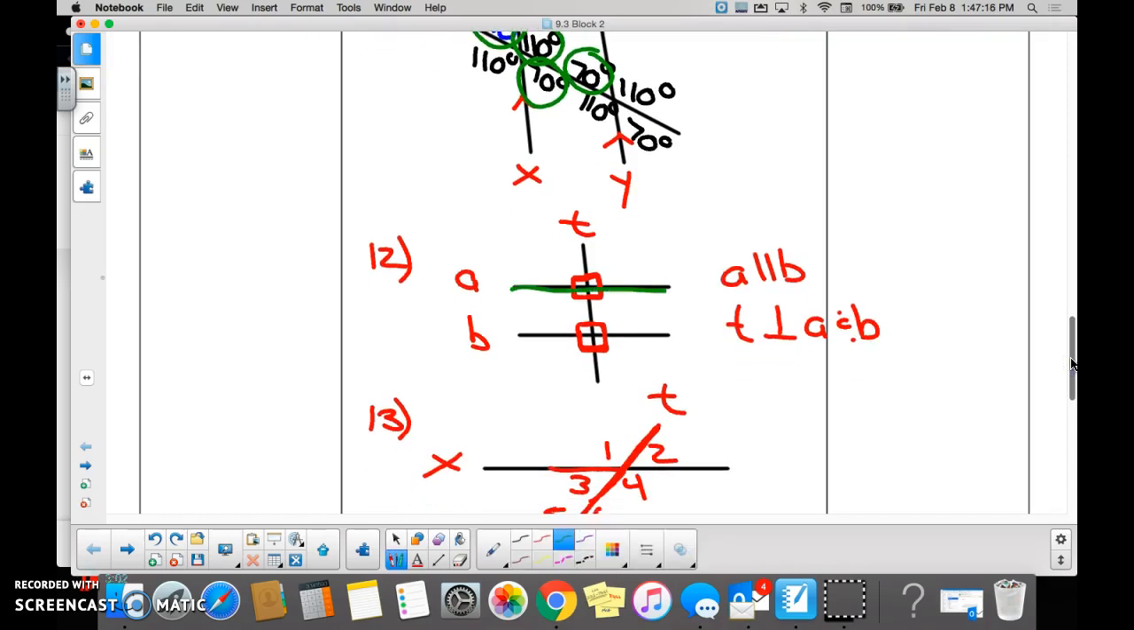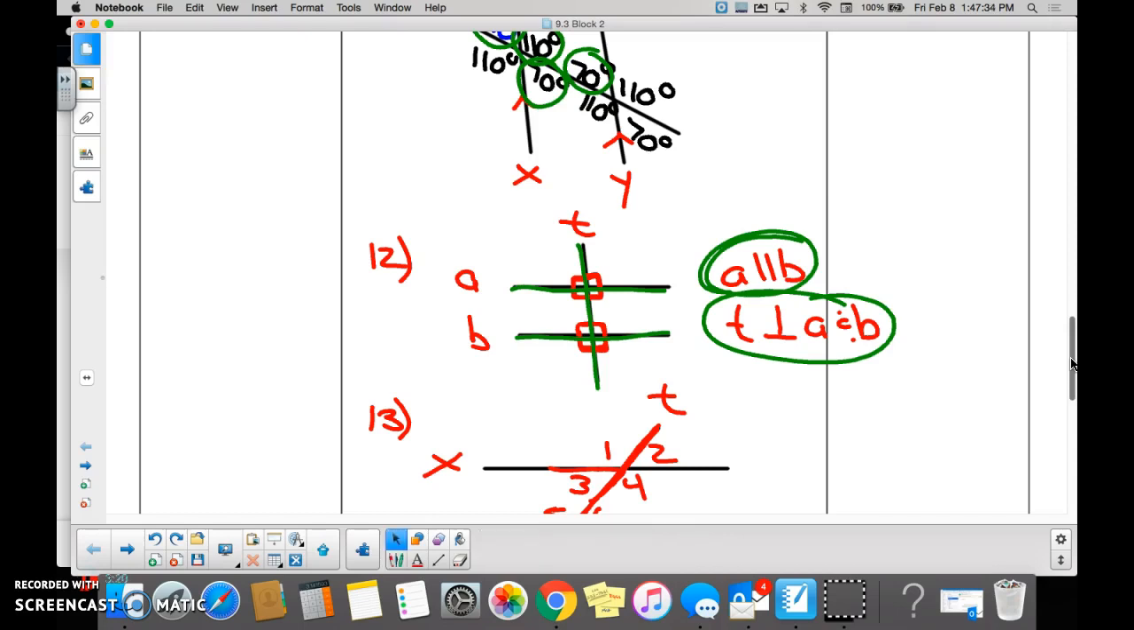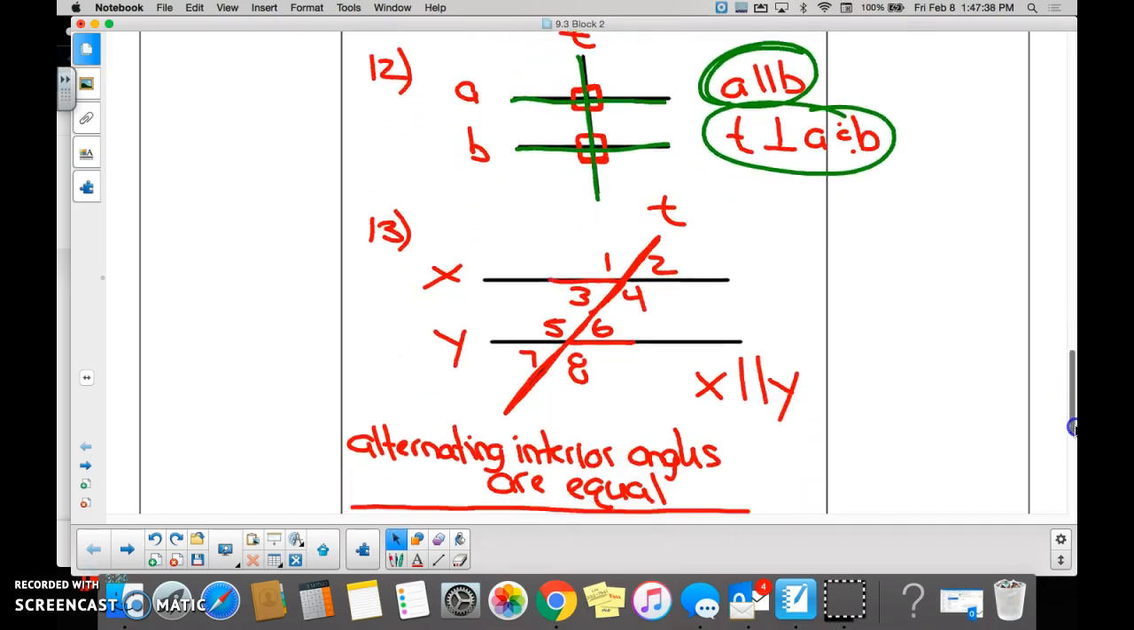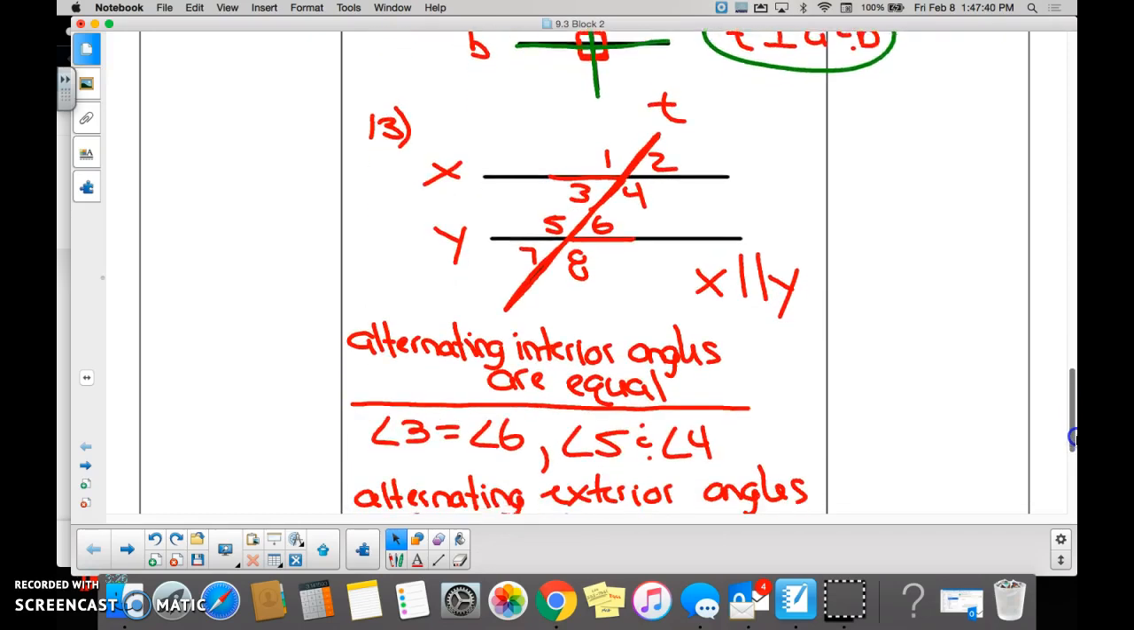A and B are what? A and B are actually not perpendicular. They're parallel, right? But they are perpendicular to, which means what kind of angles are formed? Right angles, 90-degree angles, right? Okay, and then the last thing we did down here was we talked about more special rules.